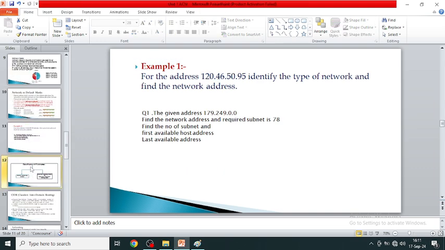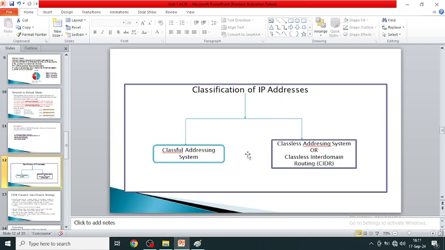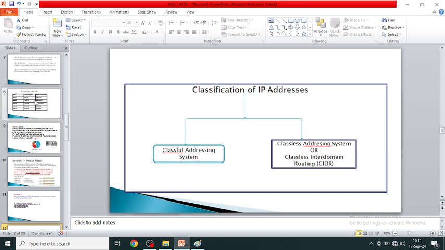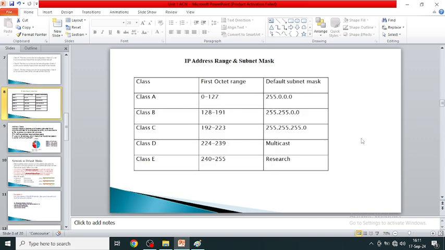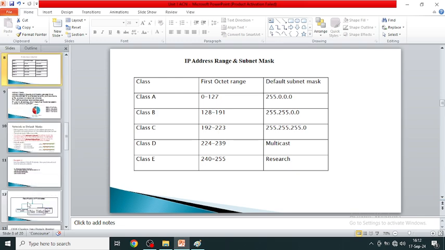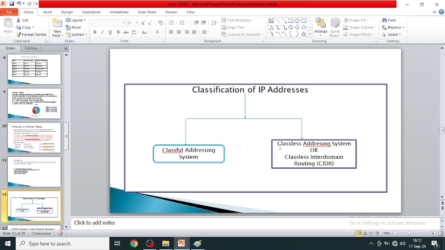Okay, so today we learn in this video the classification of IP addresses. Till now we saw the classful addressing system, right? Whatever classes are there, they belong to classful addressing. So what is the problem in that? We will go through classless interdomain routing in the continuing slide, but what is the problem with this?